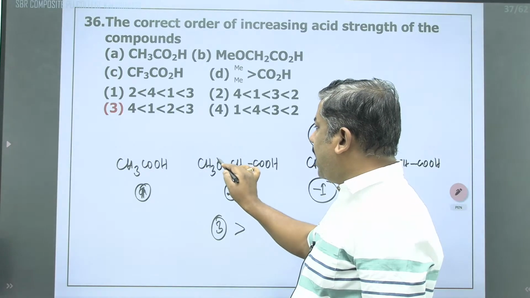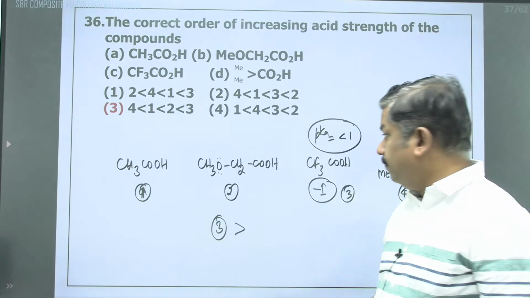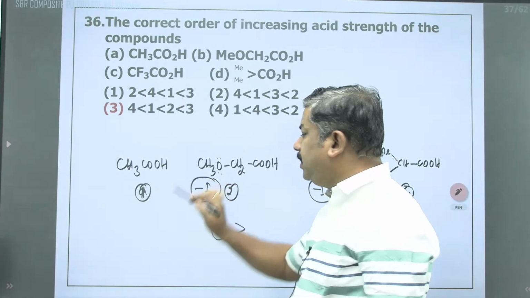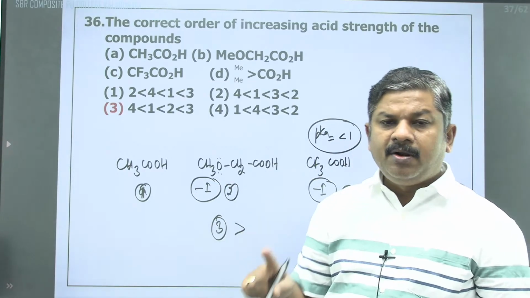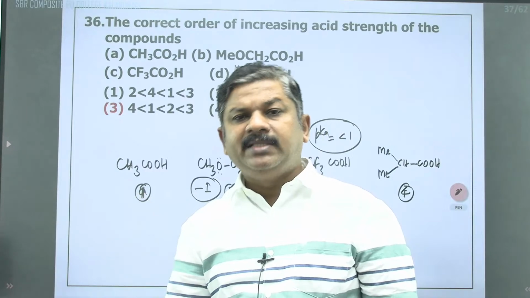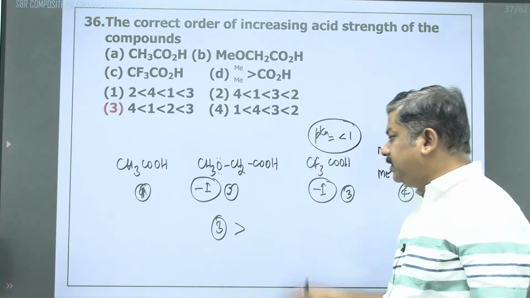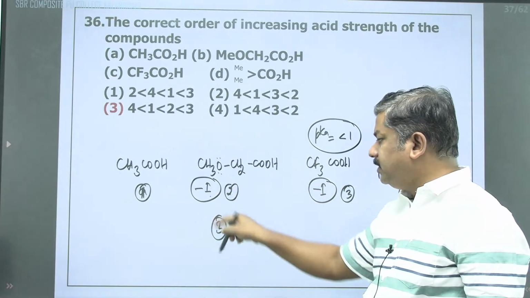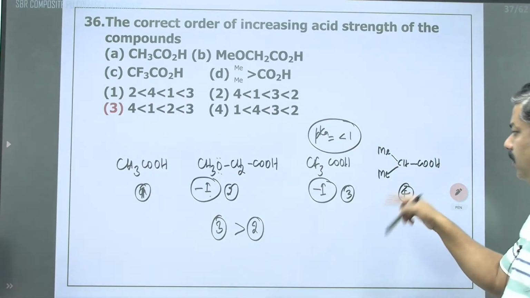After that, the next compound is CH3OCH2COOH. Here the methoxy group can act as an electron releasing group only in case of the resonance effect. But because of the presence of the oxygen atom, it can exhibit a certain amount of minus I effect. Whenever the compound contains electron withdrawing groups, either by minus R effect or by minus I effect, that compound is said to be a stronger acid. Compared to the trifluoro compound, the extent of minus I effect is going to be less, and this compound is going to be a stronger acid out of these 4 compounds.